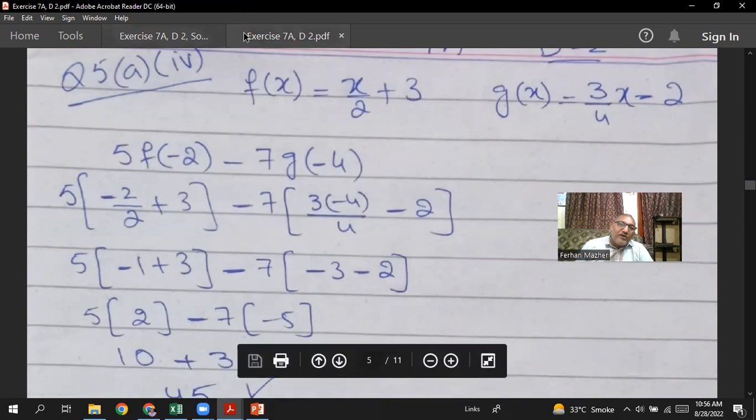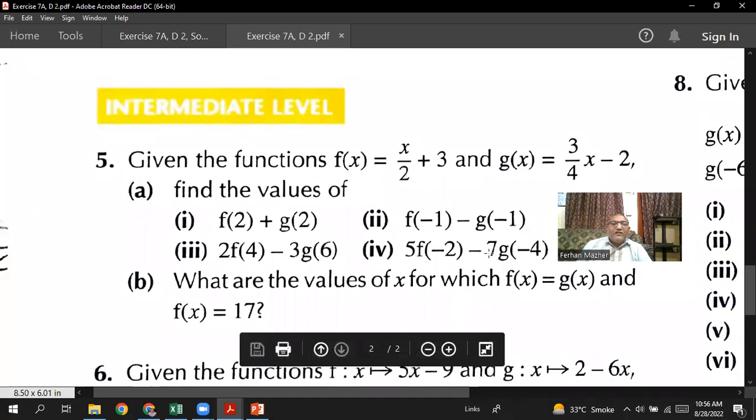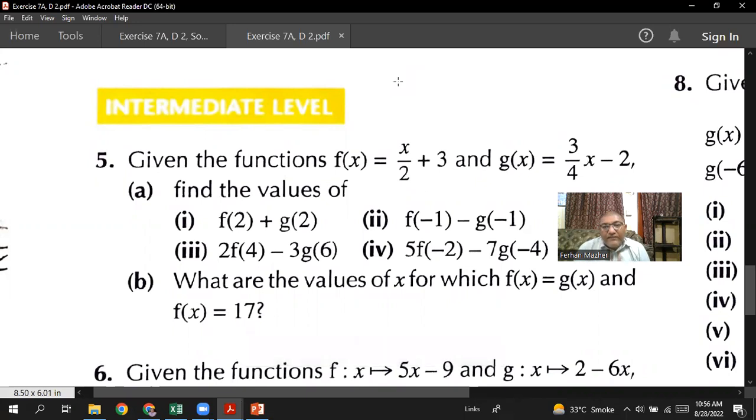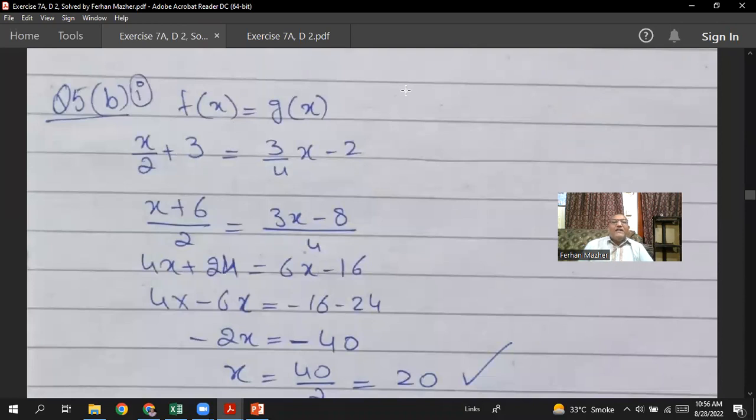Okay, so we are going to the next part. The next part is the B part of this exercise. He says, what are the values of x for which f of x is equal to g of x? And then he asked another question, and what is the value of x when f of x is equal to 17? Okay, so these are two basically parts. In the first part, he asks us when f of x and g of x both are equal. So we will write both the functions equal to each other. So x by 2 plus 3 equals 3x by 4 minus 2. We wrote them equal to each other.